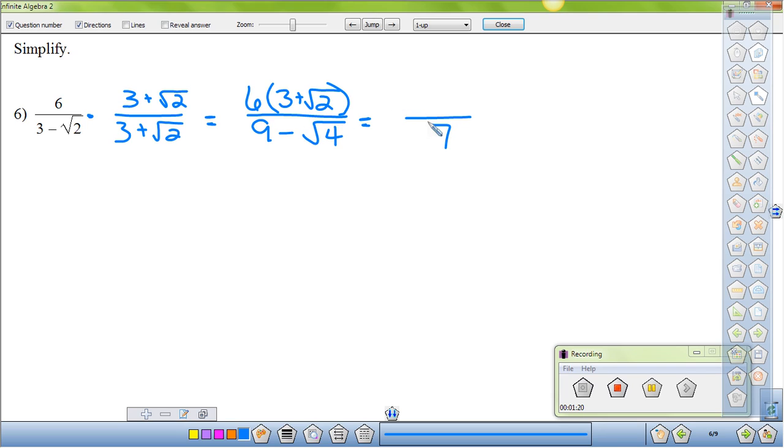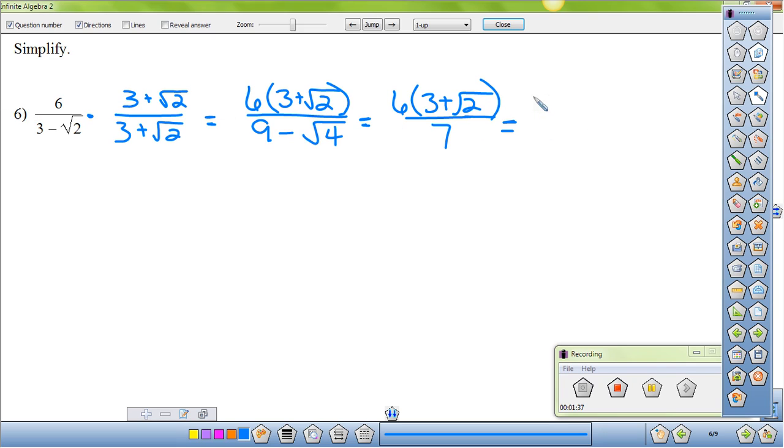Okay, so in this case, we can't cancel anything out or reduce this any further than what it already is, because we could only cancel out a factor between 6 and 7, but that's not going to happen because there isn't one. So simply distribute that 6 into the problem, and you're going to get 18 plus 6 times the square root of 2 over 7, and that's going to be your answer.